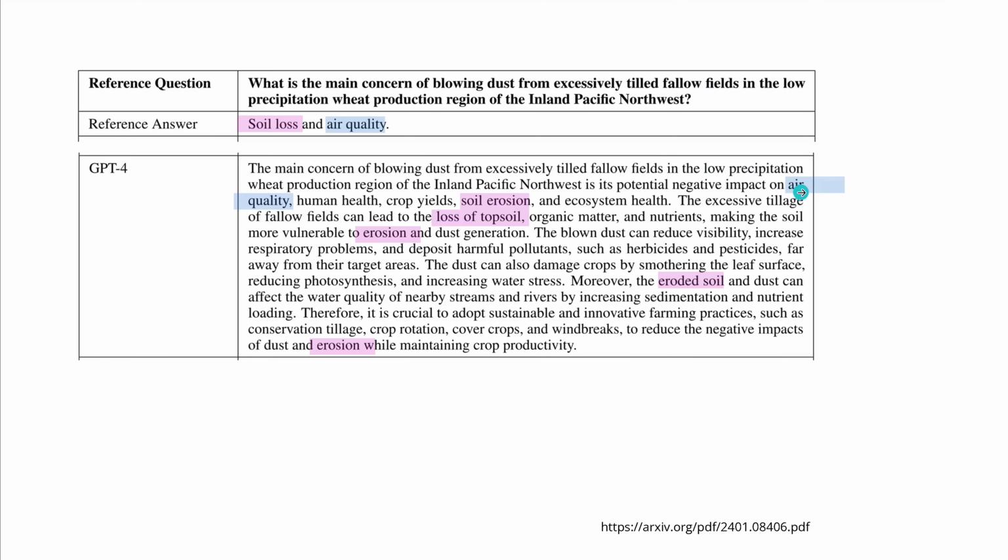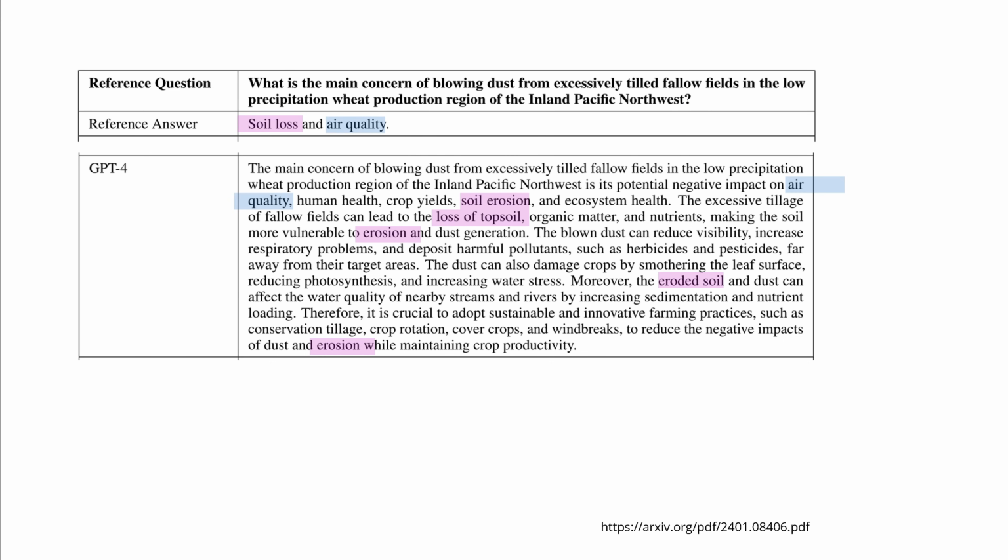Great. So what I want to show you is a real-world example. Get a feeling for this. They did some experiment. They had a question. Hey, what is the main concern of blowing dust from excessively tilled fallow fields in the low precipitation wheat production region of the inland Pacific Northwest?